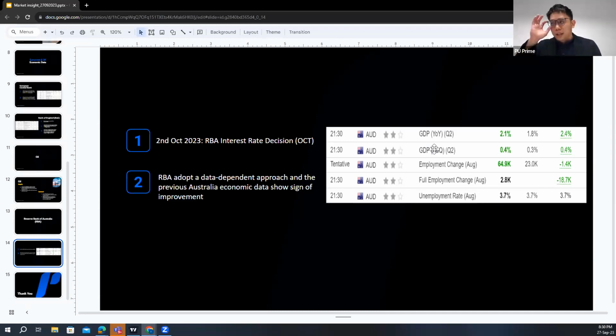If you look at the economic data for Australia, you can see that the GDP is getting better, since previously they decided to halt their interest rate hike. As a result, the GDP is getting better, and at the same time the labor market is also improving. So there's a chance that the RBA will decide to go for a rate hike this round. If that happens, it will have a positive impact on the Aussie dollar.